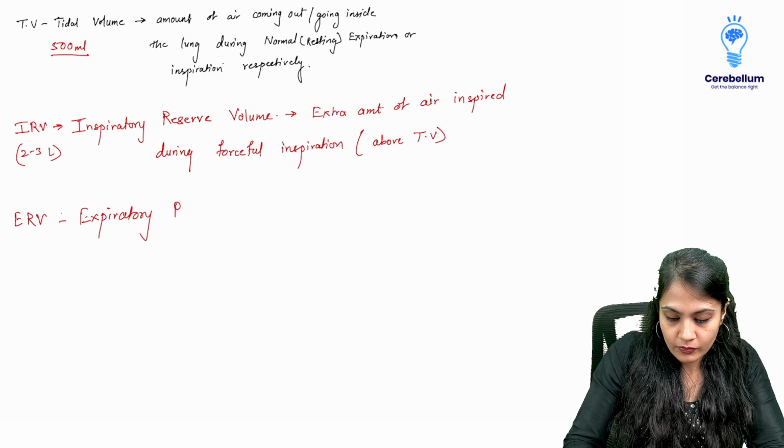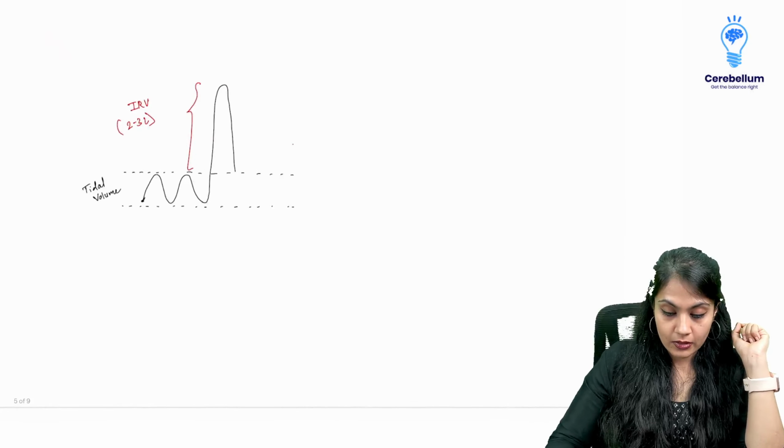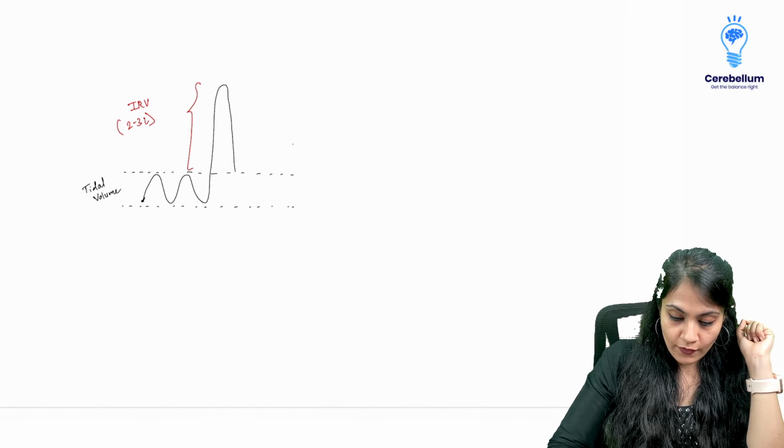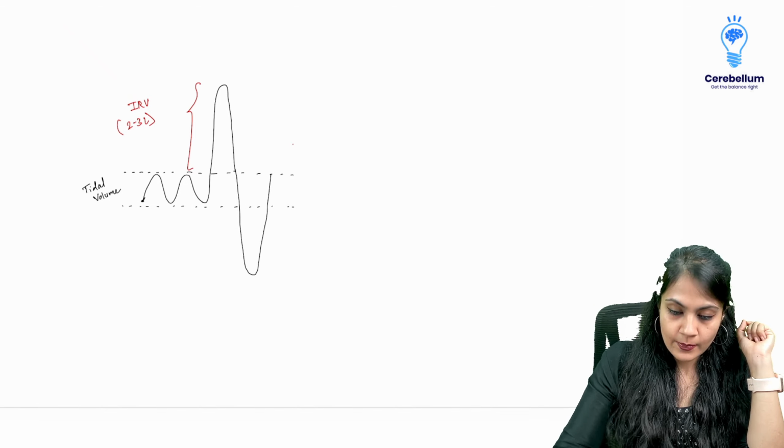Usually it is 1200 to 1300 ml. Please remember, I'm writing ml and liters. If I have to write this IRV in ml, then that will be 2000 to 3000 ml. Don't get confused between liter and ml. All right, so the ERV, the expiratory reserve volume, is going to be 1200 to 1300 ml. Then how to show this ERV? If I ask the subject to expire forcefully, he'll expire like this. I'm not going to include the tidal volume. Whatever extra amount of air that he has expired, that is known as ERV. Let's write 1200 over here.